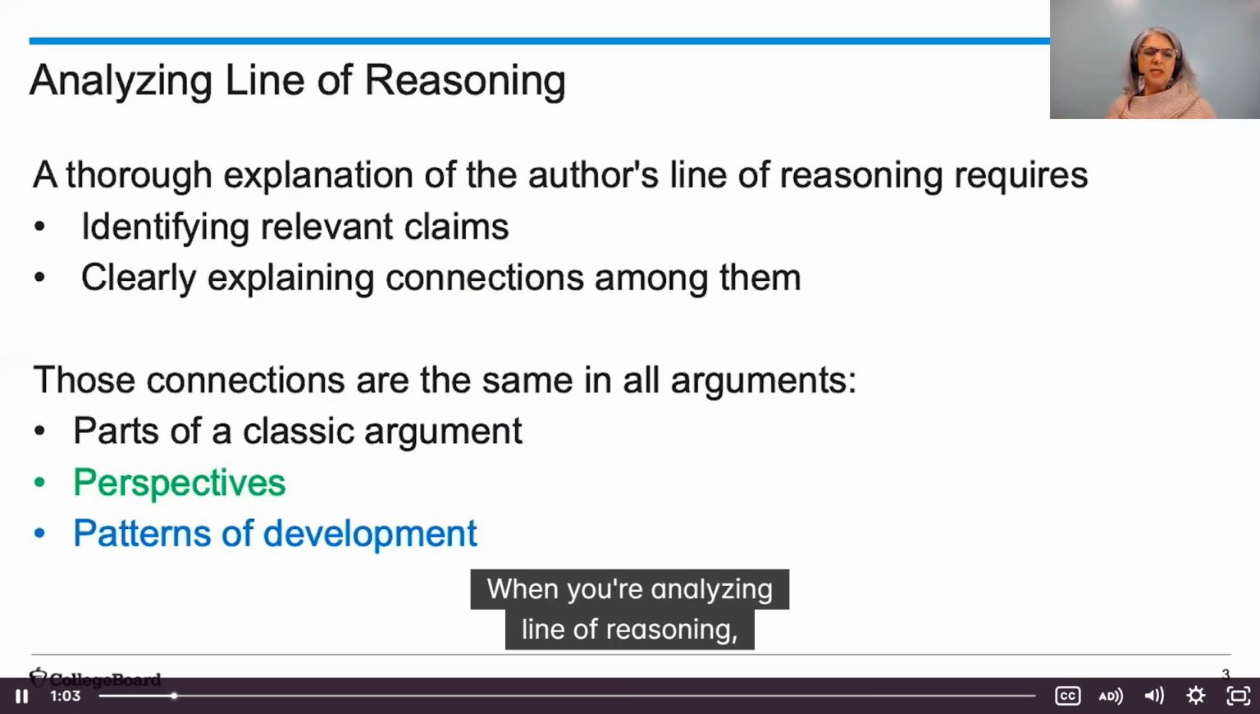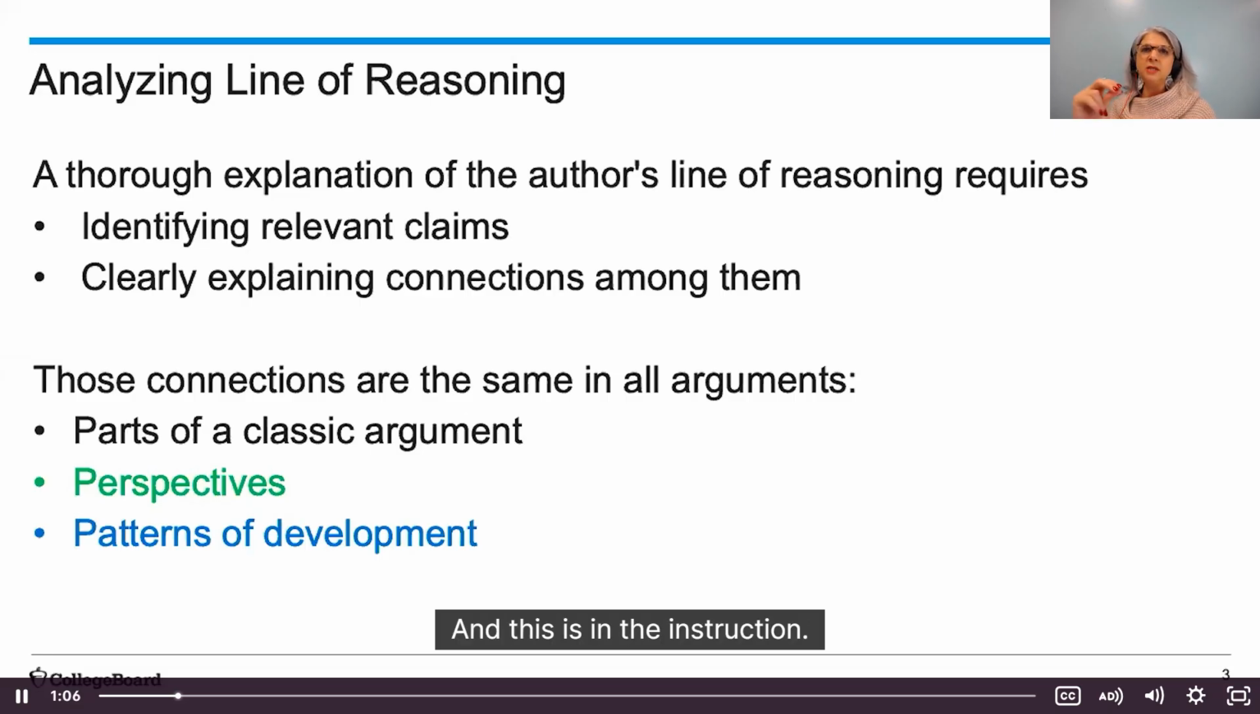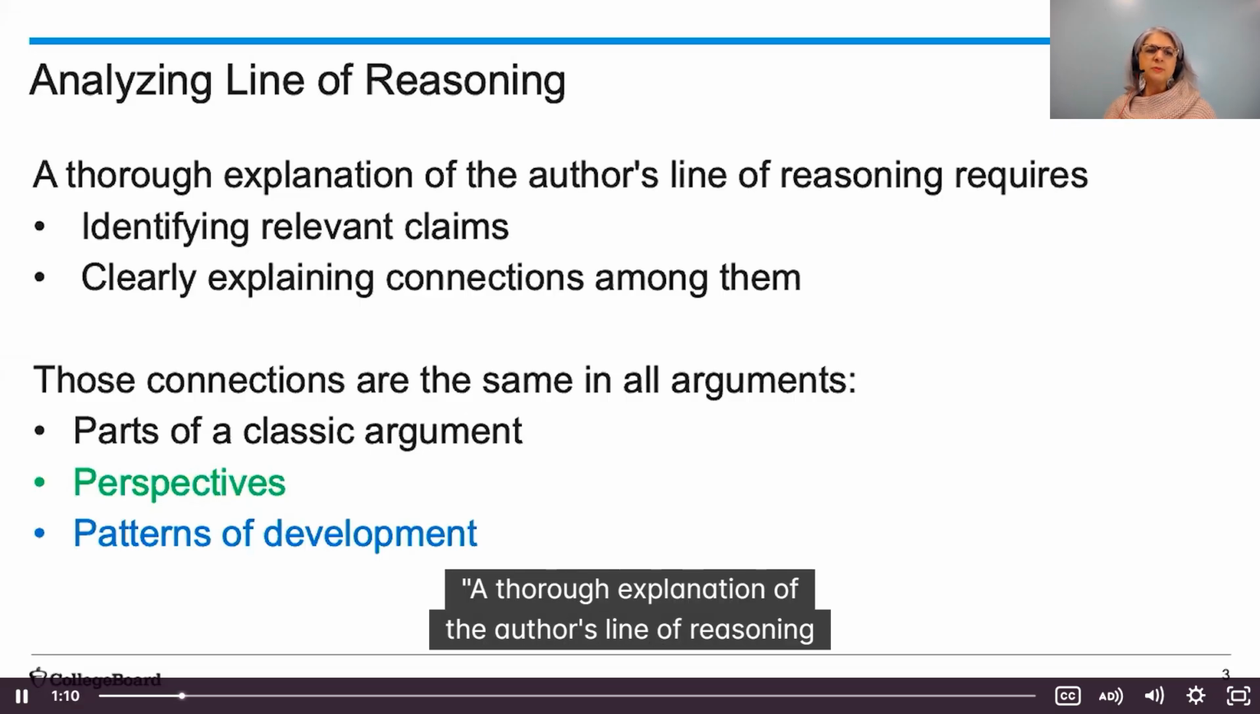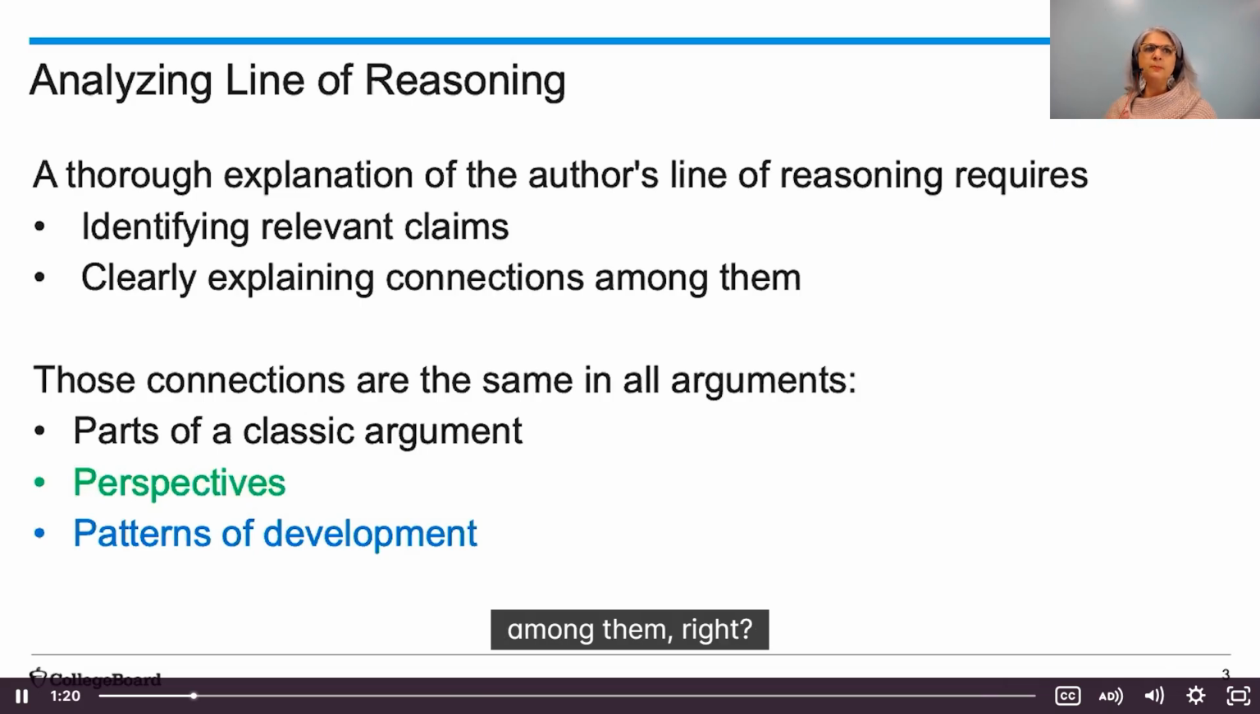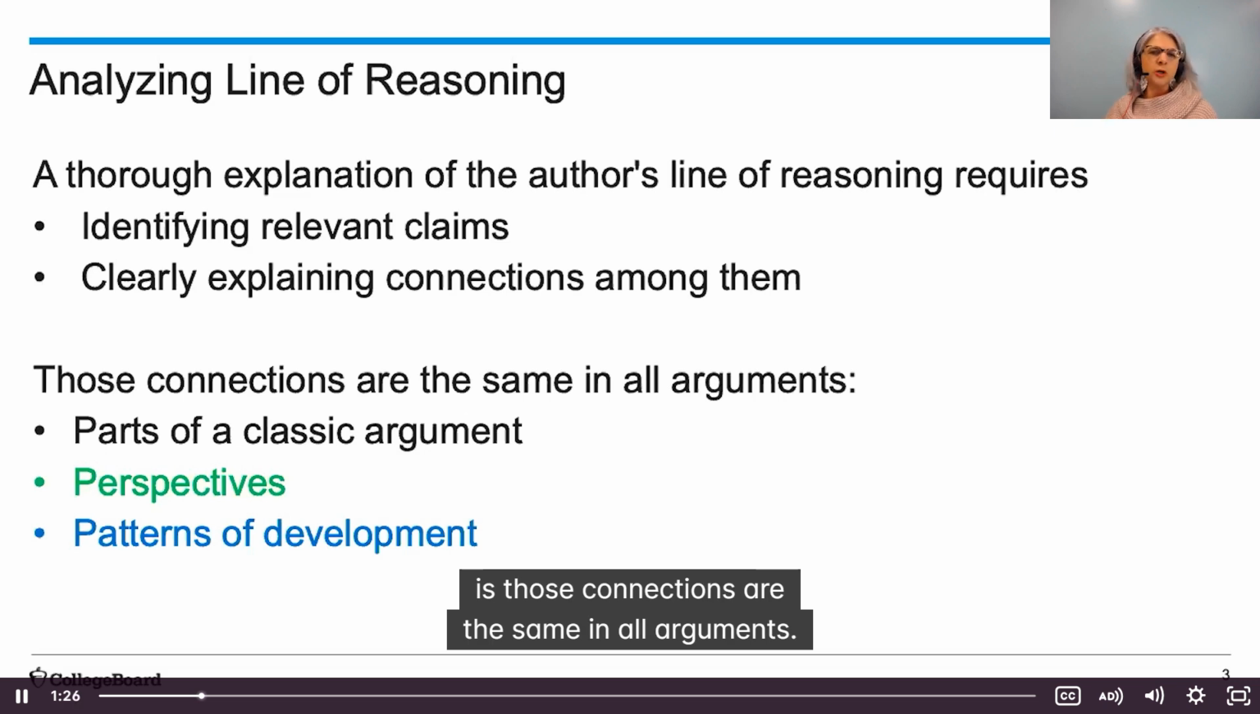When you're analyzing line of reasoning, it's two parts, right? And this is in the instruction, it's in the prompt. A thorough explanation of the author's line of reasoning requires, number one, identifying relevant claims. Those are the author's claims. And then number two, clearly explaining the connections among them, right? So there are two parts. And what I want you to understand is those connections are the same in all arguments.